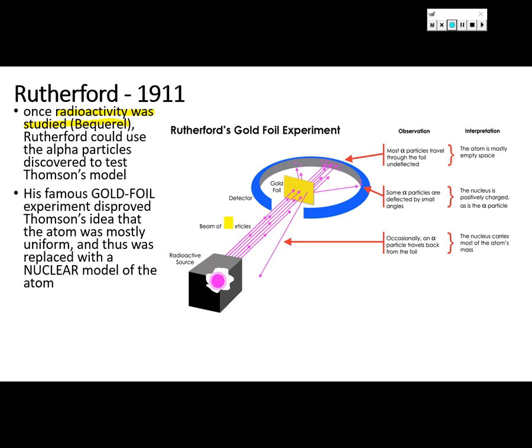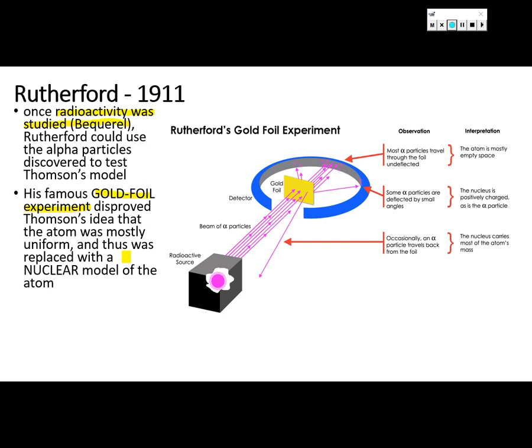So what they did was, this says radioactive source, and they shot a beam of particles at a piece of gold foil. Okay? So sometimes Rutherford's experiment is called the gold foil experiment. And the gold foil experiment essentially disproved Thomson's idea.